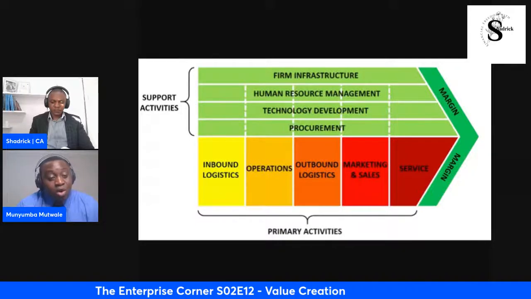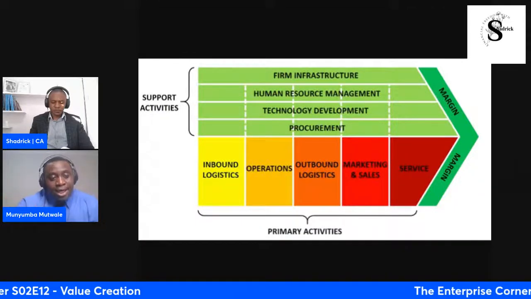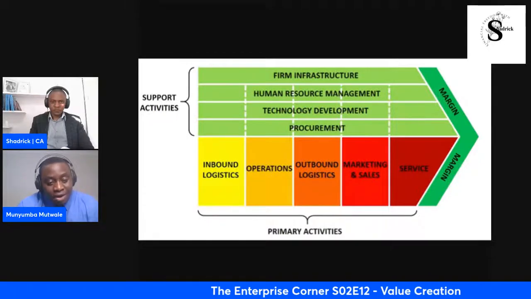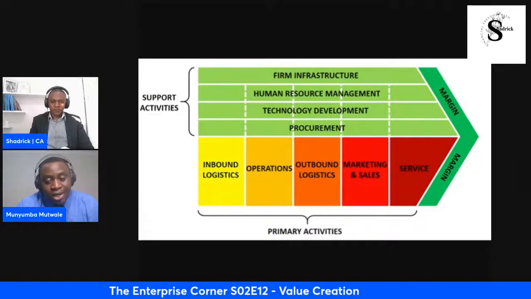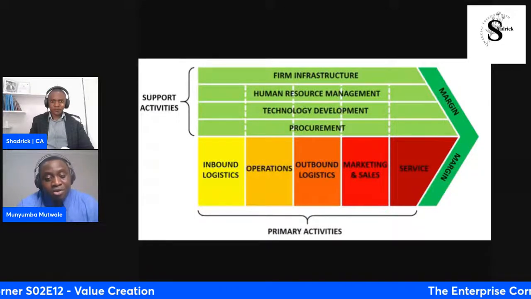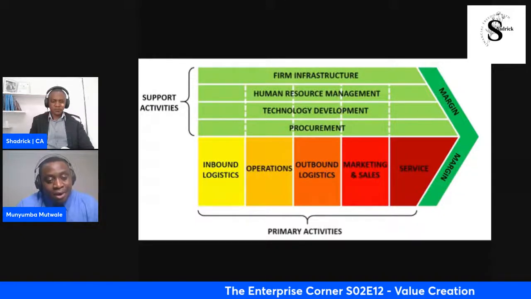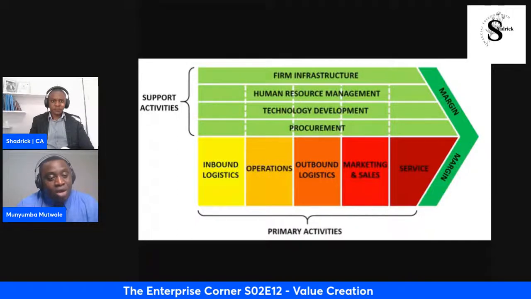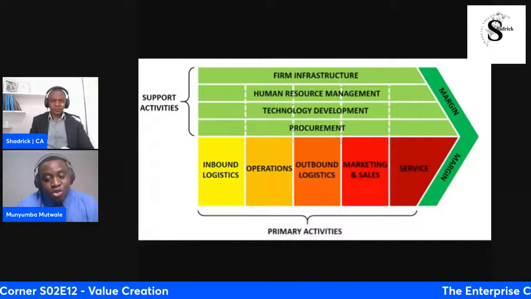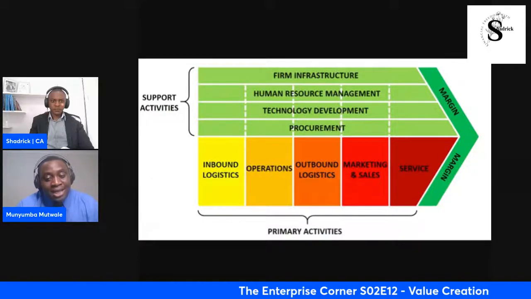Operations is what I call solve. This is processing. What are the things you need to be doing in order to develop your product or service? You know what your product is, so now you're trying to figure out how to create it. You are transforming inputs to create a product. I call this solving, because this is where you're solving a problem, using these inputs to create the solution for the customer's problem. So you source and then you solve.